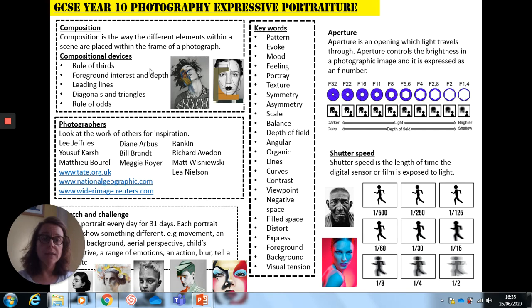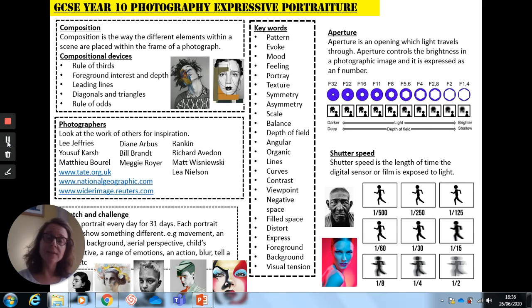Over here on the right-hand side of the Knowledge Organiser is information about aperture and shutter speed. And this is something that I would like us to explore in Year 10 and for you to have a go at using a camera that controls these things. It's all about light. Photography is about controlling light. And the more successfully you can do that, the more you're going to be able to achieve what you want within your project.